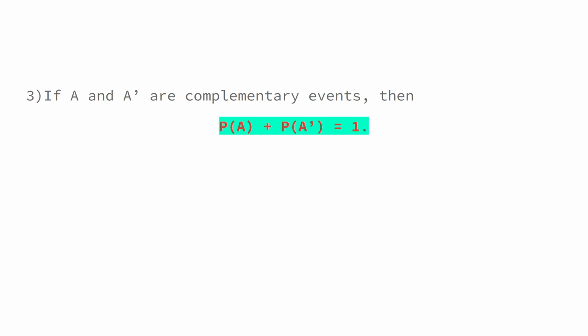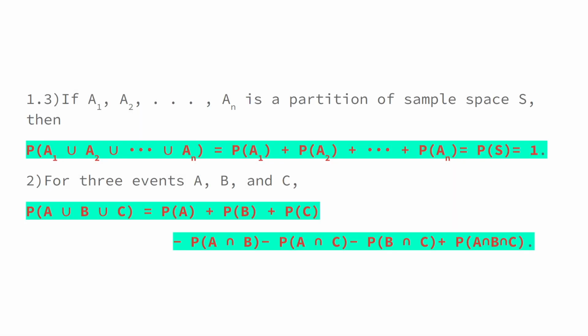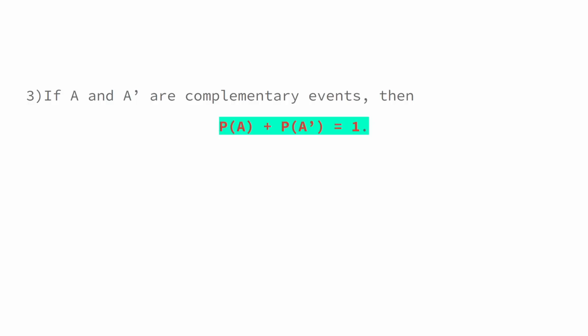Probability of A union A complement will have to be equal to 1, right? But that also has to be equal to probability of A plus probability of A complement. That will give you 1. How does that follow? It follows from 1.3. Just write down over there, follows from 1.3. Using A1 as A and A2 as A complement, you'll get this. The proof of this statement 3 follows from 1.3.